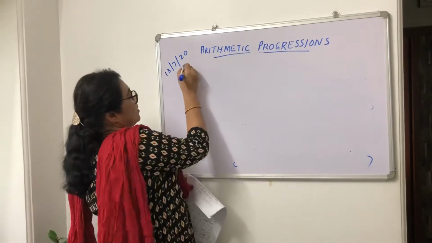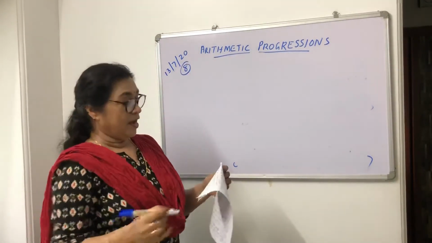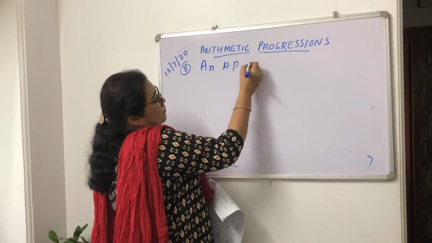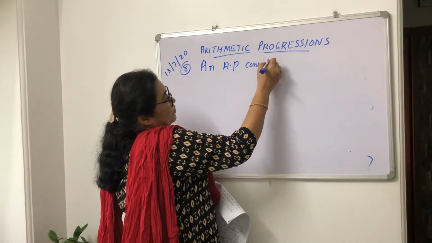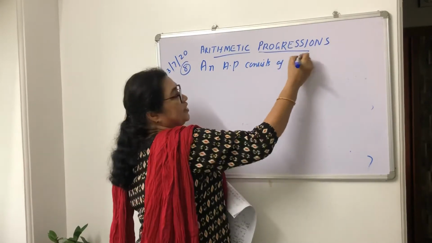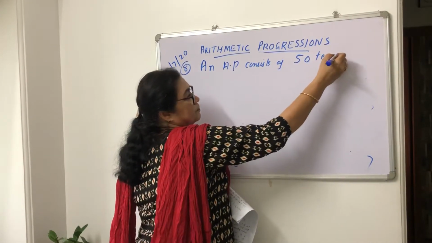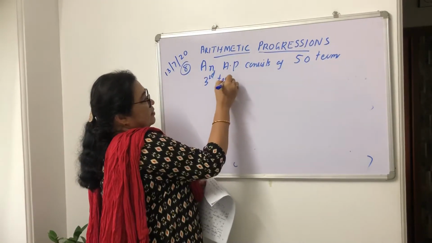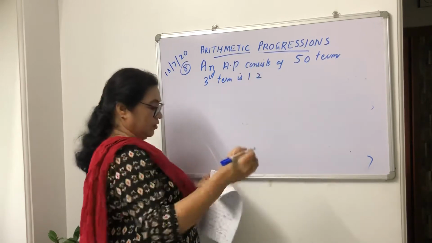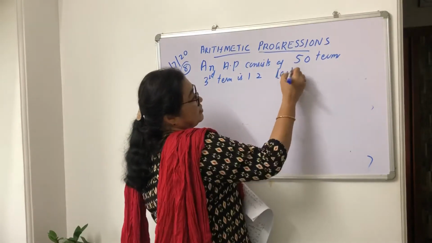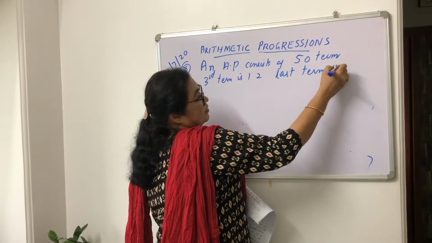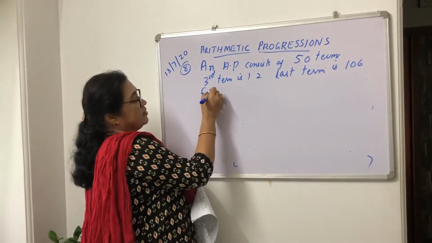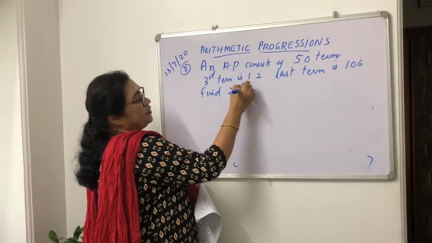Now 8th question. An AP consists of 50 terms, of which the third term is 12 and the last term is 106. Find the 29th term.